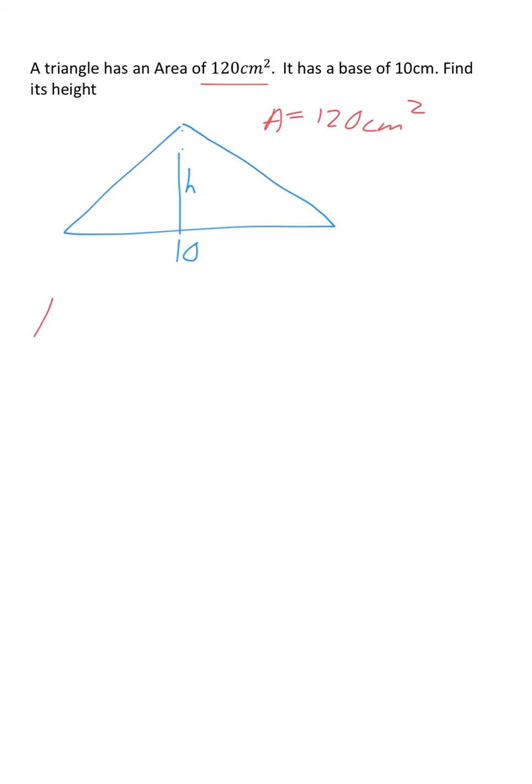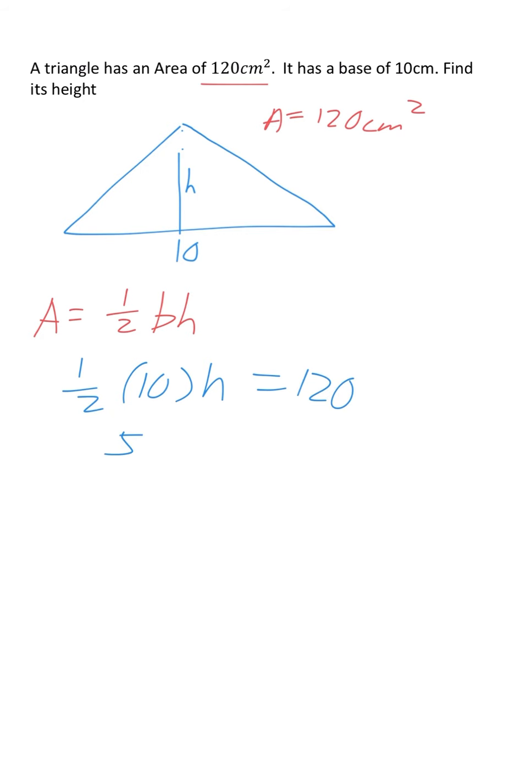Now the formula for the area of a triangle is a half the base times the height. So let's use what we have now. So we have b, our base, which is 10. We don't know the height, but it's equal to 120. So a half times 10, it would be 5. So 5h equals 120.